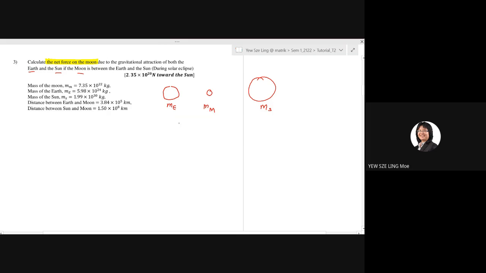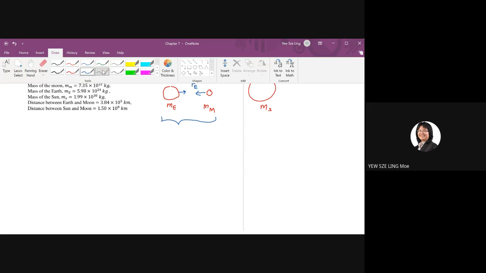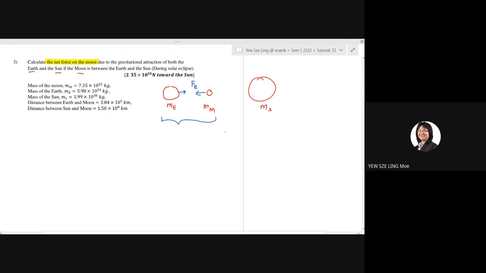First, we try to identify the directions of the force between ME and MM. Well, it is an attractive force. This is our Fe, which occurs between the Earth and the moon. First thing, we ignore the sun, because every time we want to consider a force, we just want to focus on two objects, and one of them must be our main object, which is the moon. So first we look at what happens between the moon and the Earth, and after that we identify what happens between the moon and the sun.